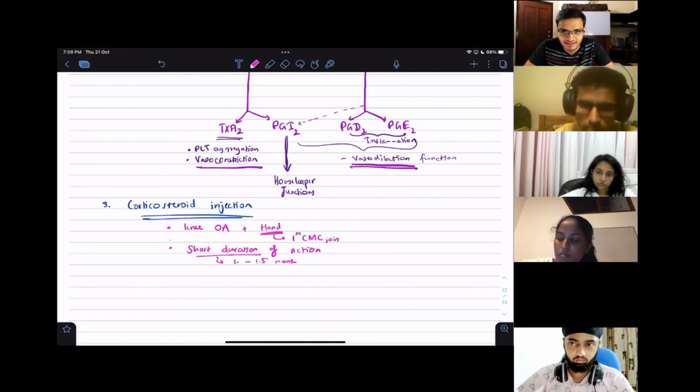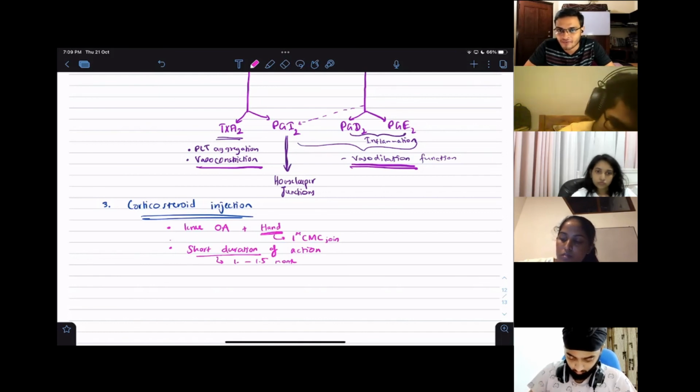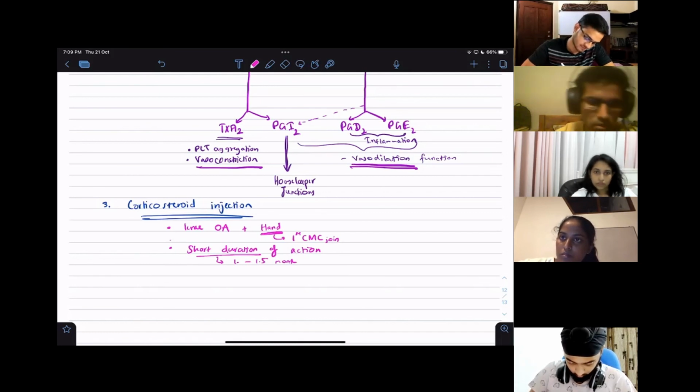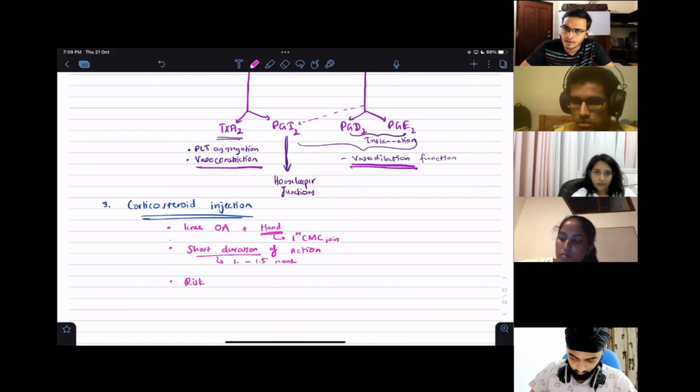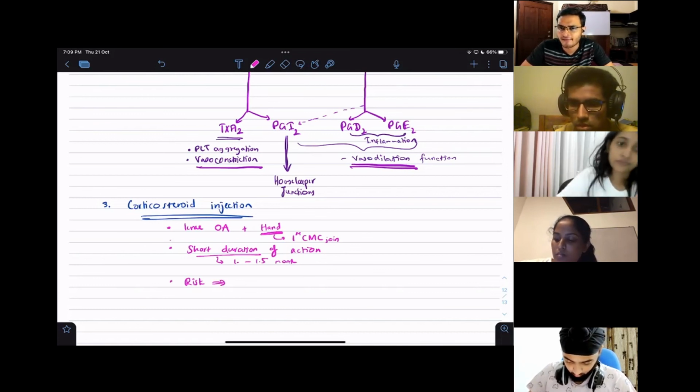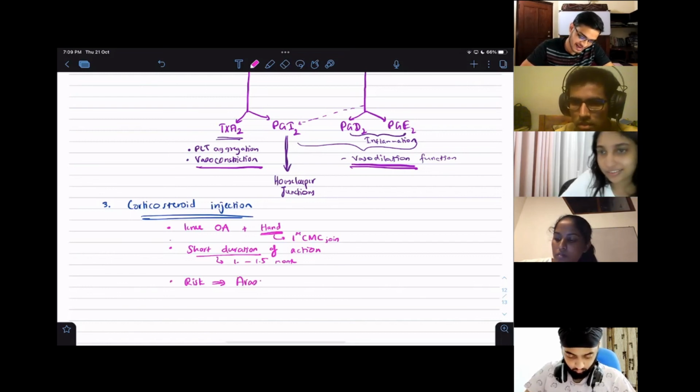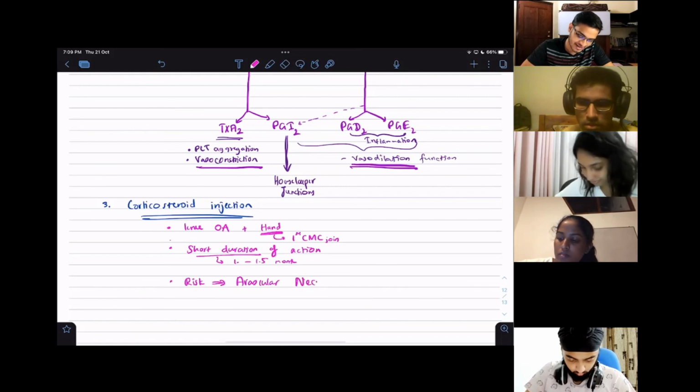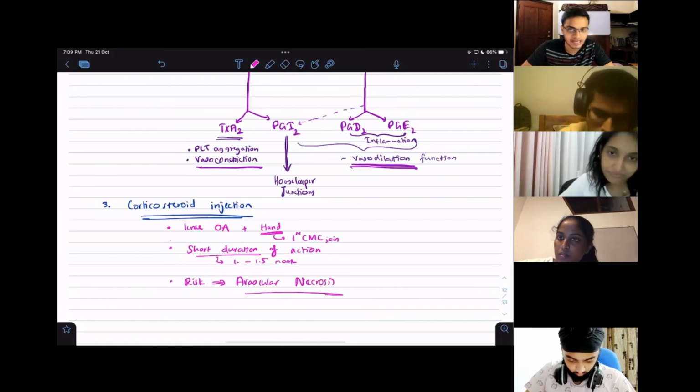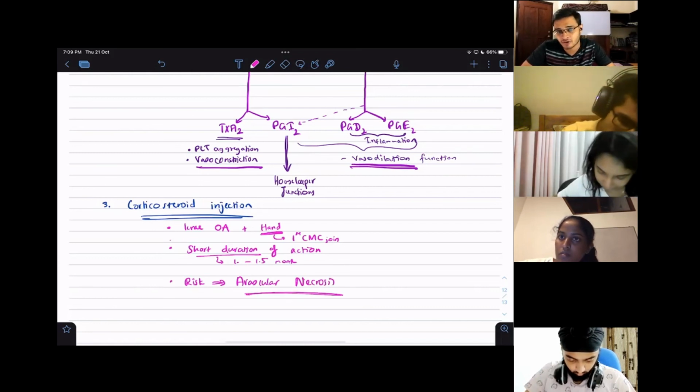I mentioned this yesterday as well. What is the risk? AVN. Sorry? I did not hear. What is the risk? Avascular necrosis. Yes, avascular necrosis. There is a risk of avascular necrosis.